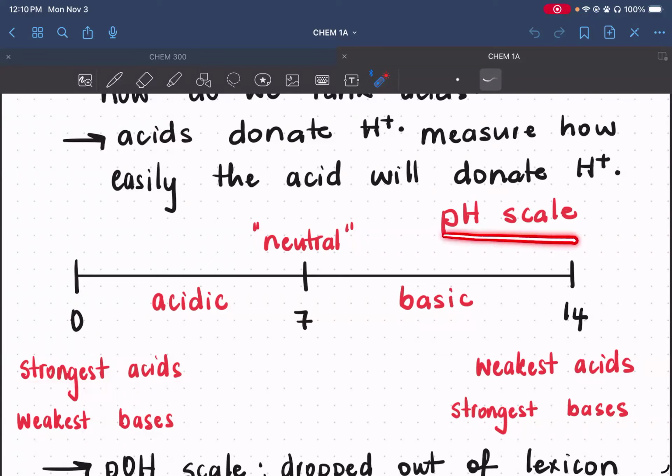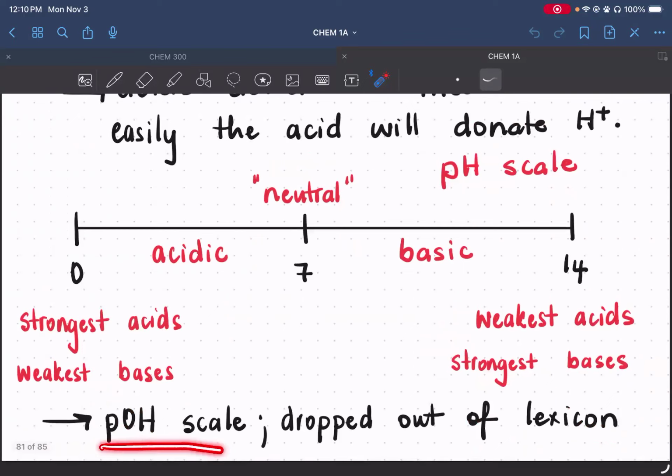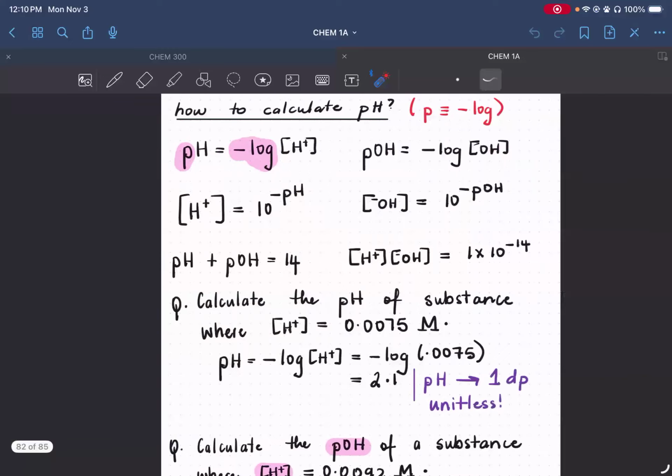Just as how there is a pH scale, there is also what's known as a pOH scale. However, that has dropped out of our common vernacular simply because the pH scale does a really good job of both determining acid strength as well as base strength. So while you might find some resources that still use pOH, for the most part, it has dropped out of our day-to-day vernacular.